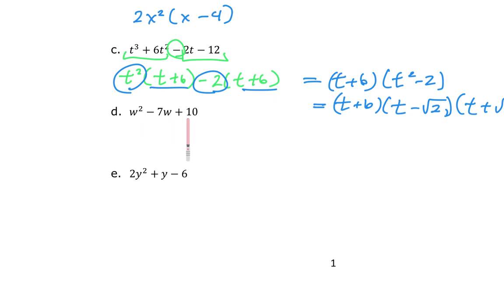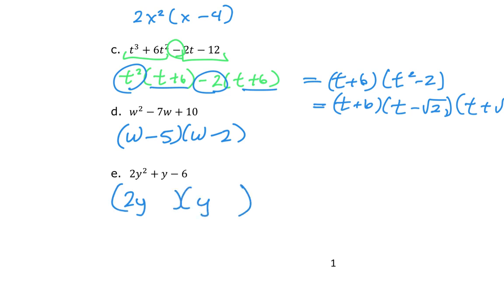So here's one where I'm looking for two factors that add up to 10 because it's a plus. I know it's an add, so it's going to be w minus 5 multiplied by w minus 2. And I can see that if I multiply this back together, I'm going to get 10, and add these together and I get 7w.